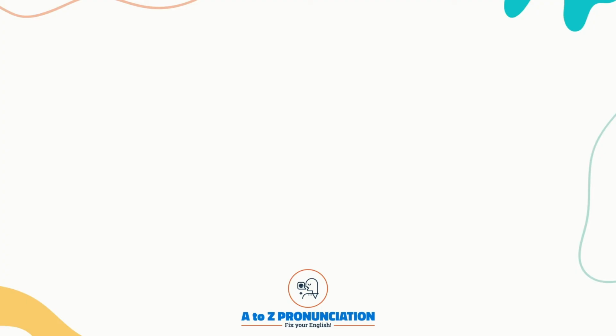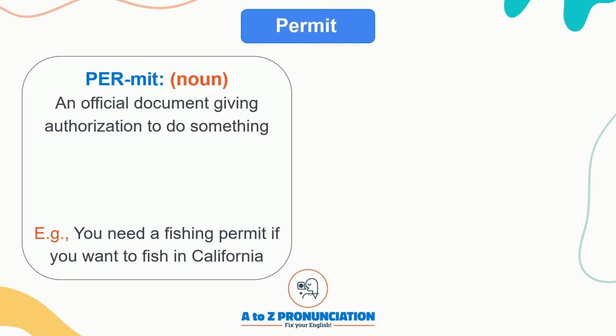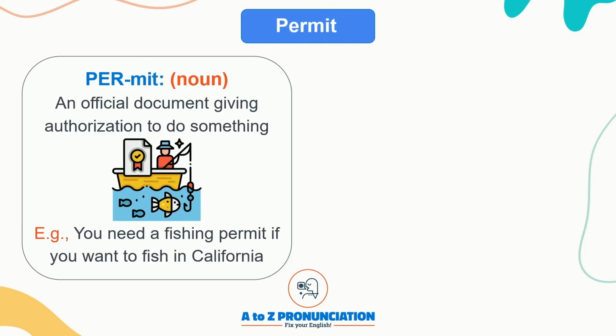Stay with me, folks. Only a few left to go. Permit and permit. Permit, the noun version, is actually an official document giving authorization to do something. You need a fishing permit if you want to fish in California.